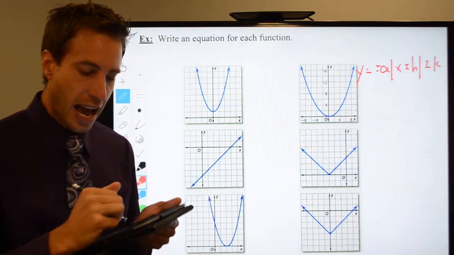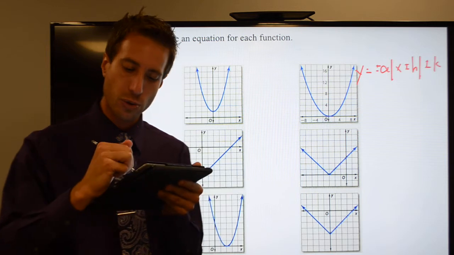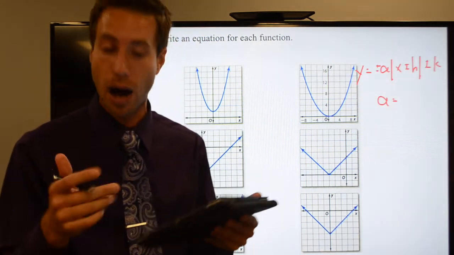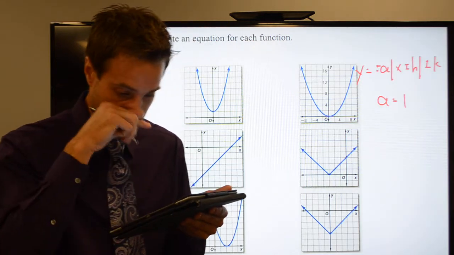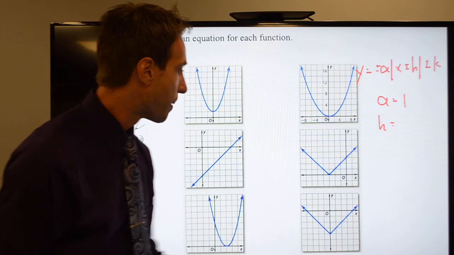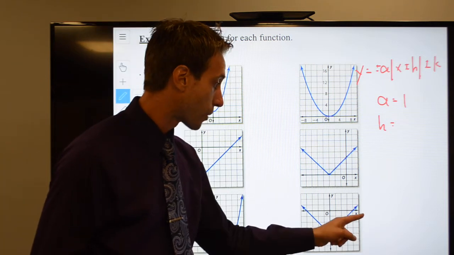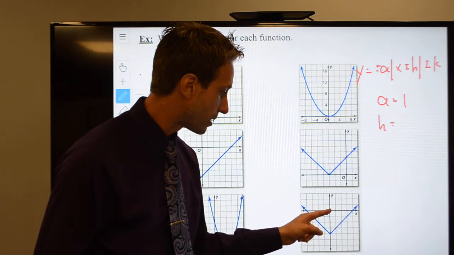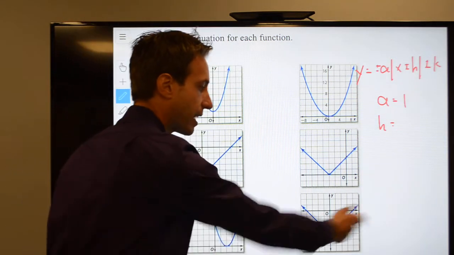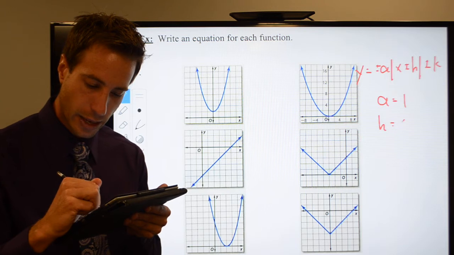All right, here we go. A is always going to be a 1. You just need to figure out, is it positive or negative? Well, since my v is opening up, it must be a positive 1. Do I have a horizontal shift? Well, I take a look at this, and my vertex is at x equals 0. There is no horizontal shift. It has not been shifted left or right, so h is 0.